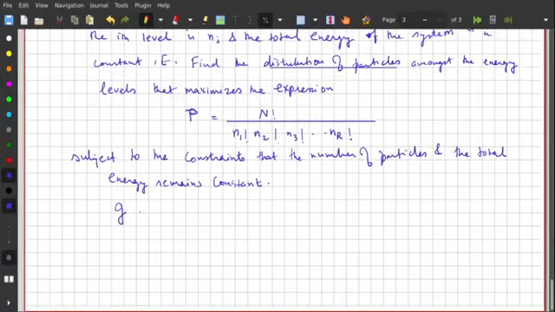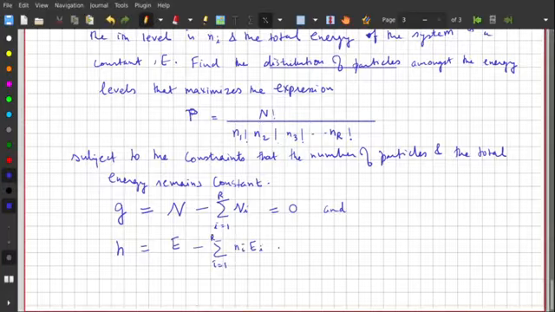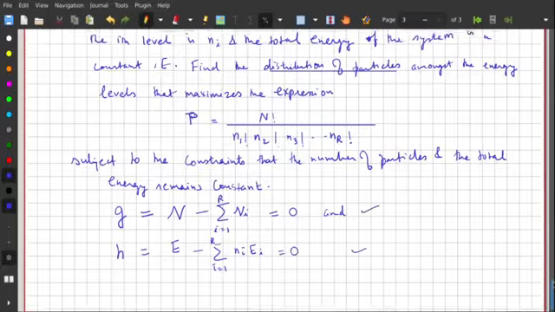So we can write the constraints this way. G equals n minus the sum over i equals 1 to r of n sub i, equals 0. That's one constraint. The other constraint is H equals E minus the sum over i equals 1 to r of n sub i E sub i, equals 0. So this is the mass conservation and this is the energy conservation. Those are the two constraints.